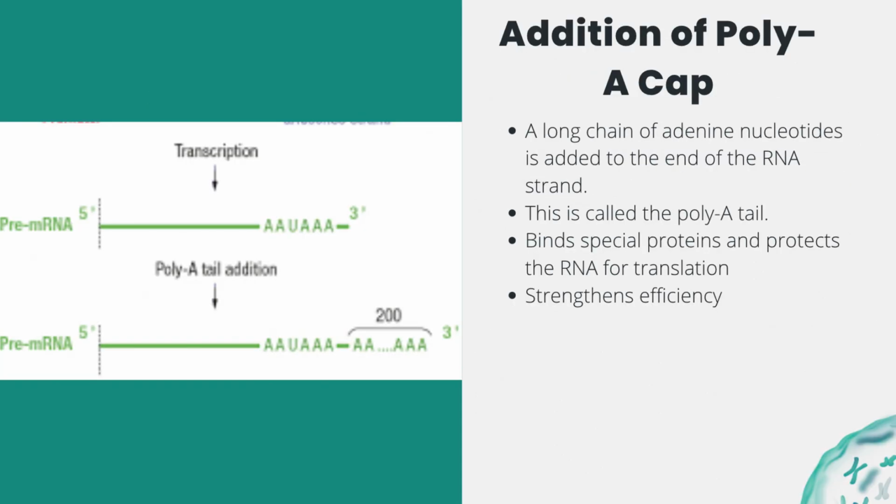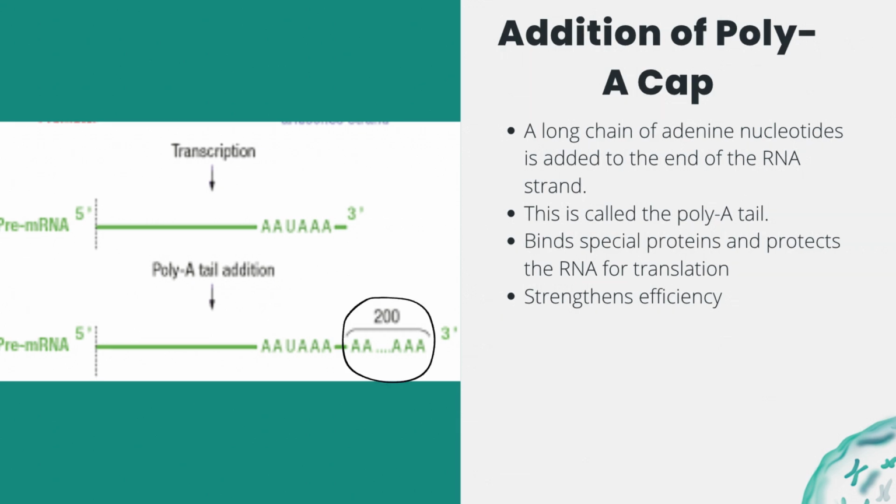Next, we have the addition of the poly A tail, and this is basically a long chain of adenine nucleotides, which is added to the end of the RNA strand. And what this does is that it binds special proteins and protects the RNA for translation, and it strengthens efficiency. You can see this better in this picture, where you can see the poly A tail, which is like the nucleotides added to the end of the pre-mRNA.